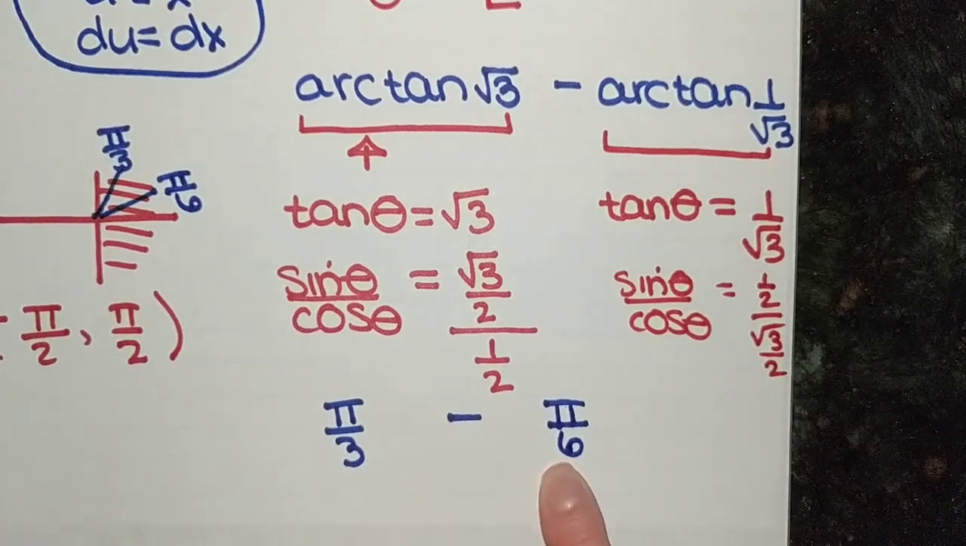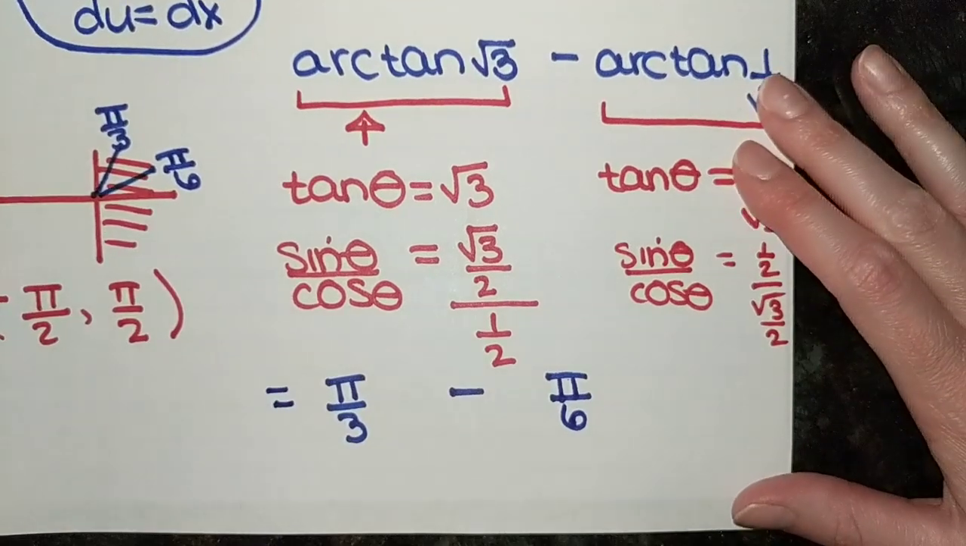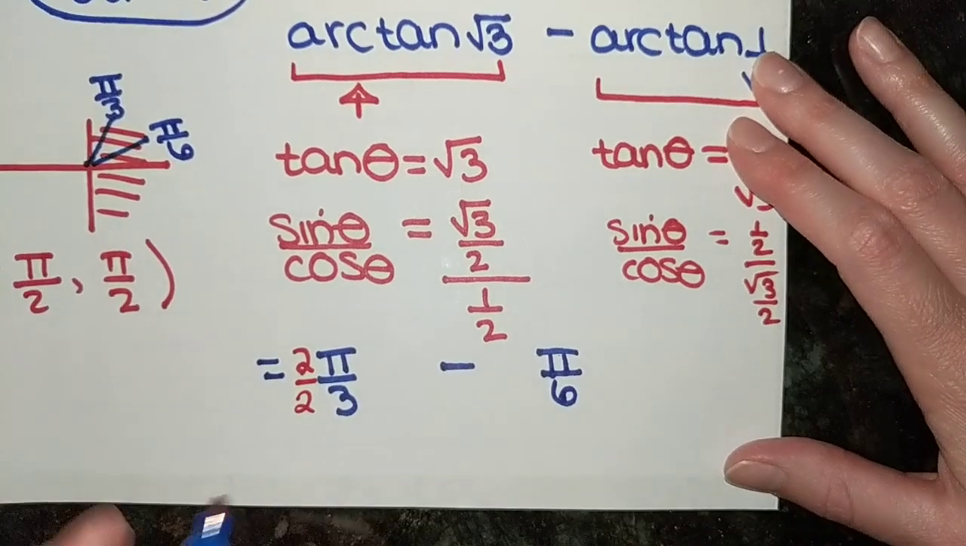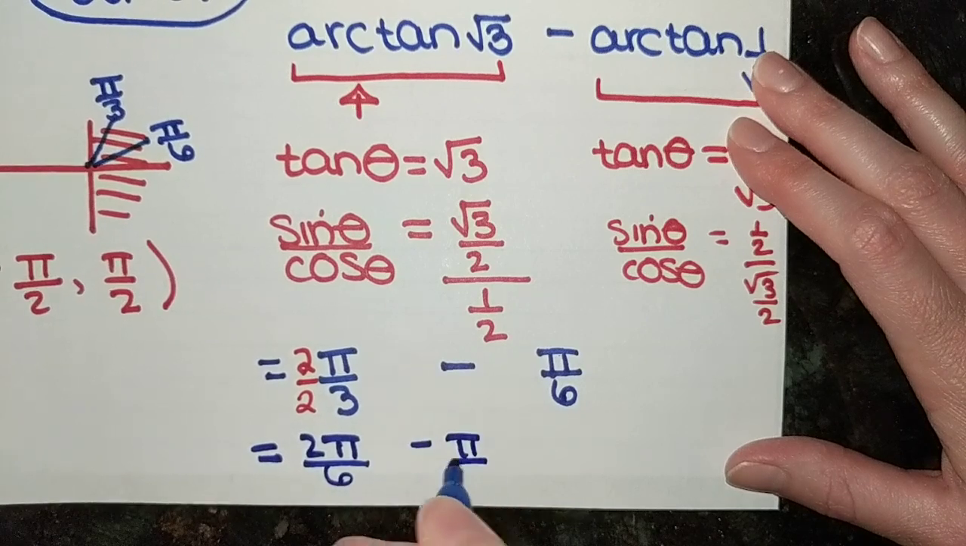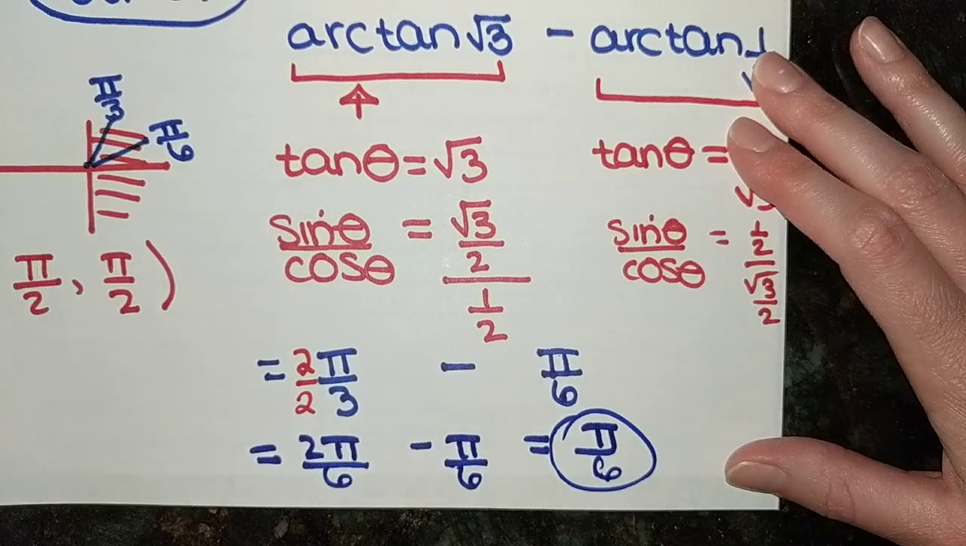Okay? Now, this is our upper bound minus our lower bound, and then we have to get our common denominator, so multiply this by 2 over 2. So you get 2 pi over 6 minus pi over 6, which just gives you pi over 6 as your final answer.